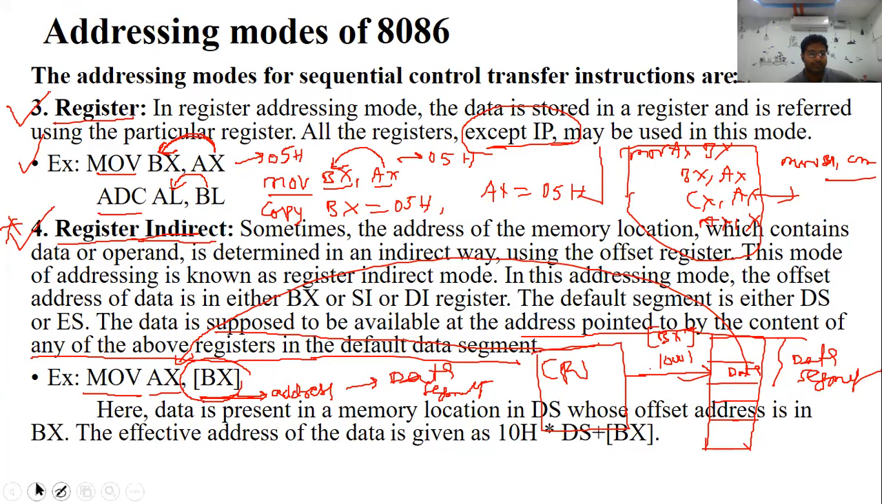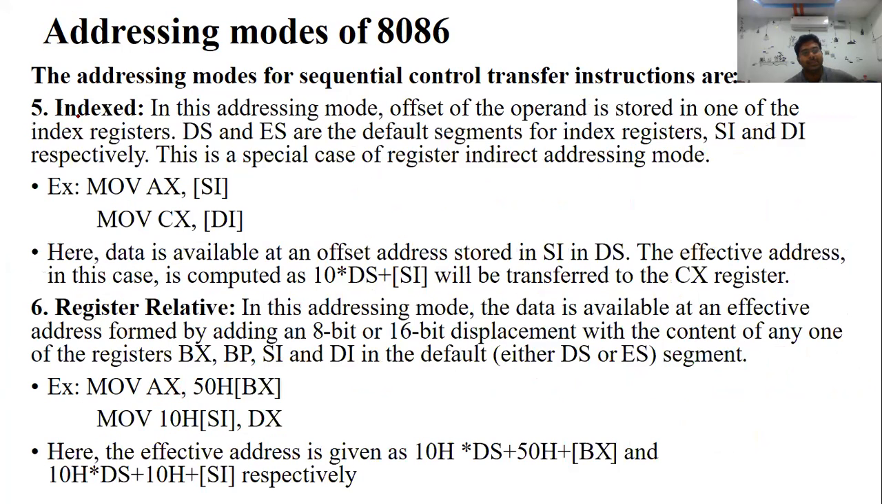Then indexed. Indexed means we have the index registers. Here we are using instructions with the index registers as operands, as one of the operands or both operands. Here we are discussing the index registers. You know that you have the source index register, the destination index register, and the base pointer, but we are not using those as operands. The remaining ones are used as operands.